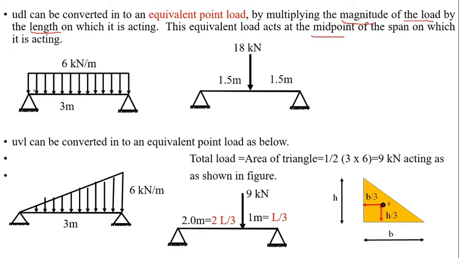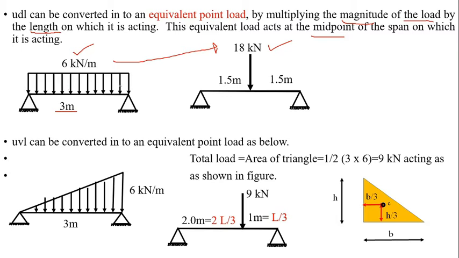So, very simple, this is uniformly distributed load distributed over 3 meter length. So, equivalent point load is equal to product of intensity of load 6 kilonewton per meter into length on which the load is acting. Load is acting on 3 meter length. So, 6 into 3, 18 kilonewton. So, 6 kilonewton per meter into 3 meter cancel, 18 kilonewton. So, this is equivalent point load, and where this load is acting? This load is acting at the mid span or at the center of length on which it is distributed.